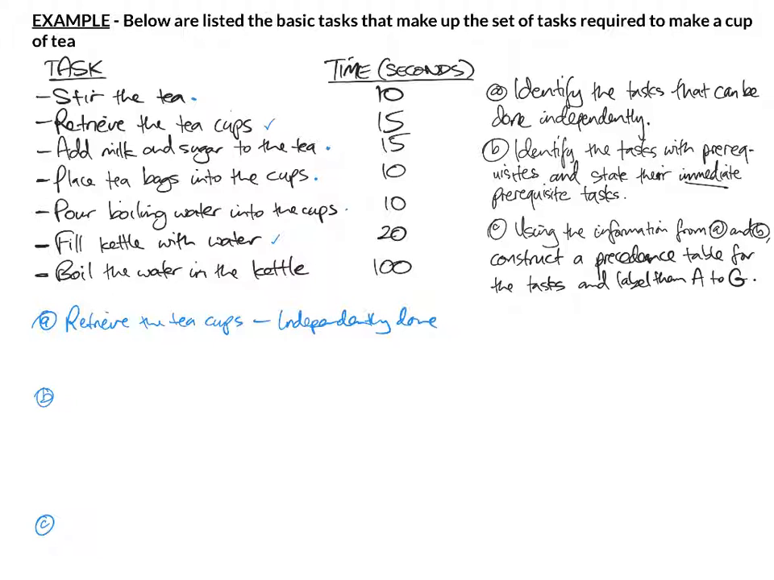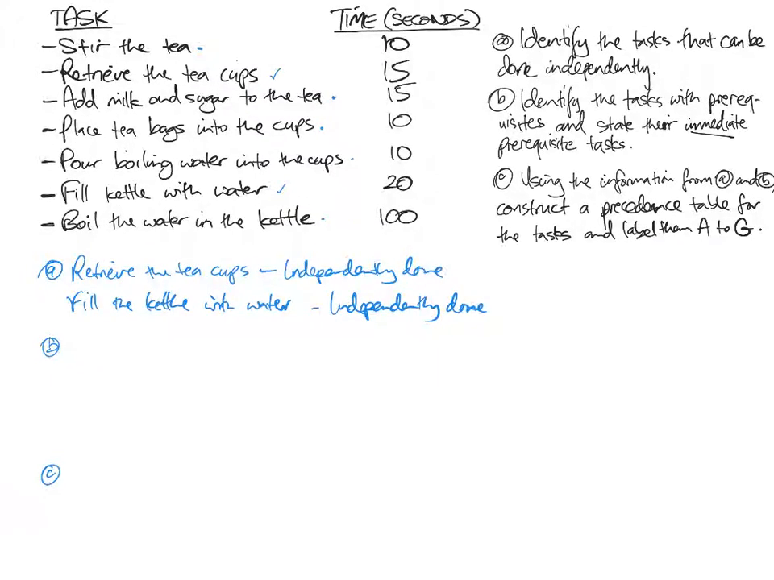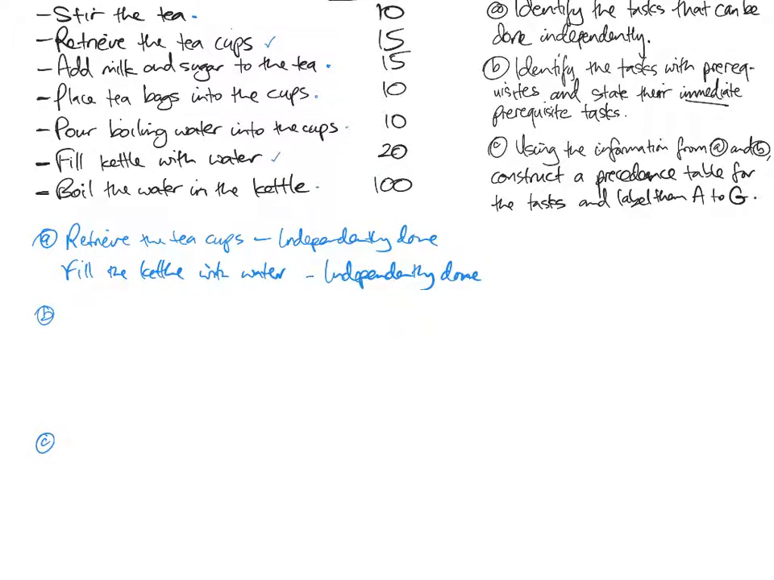Filling the kettle with water. So fill the kettle with water. That can be independently done. Lastly, boil the water in the kettle. That relies on there being water in the kettle in the first place, so that is not independently done. Okay, so that is the first thing to think about, a task that can be done independently.